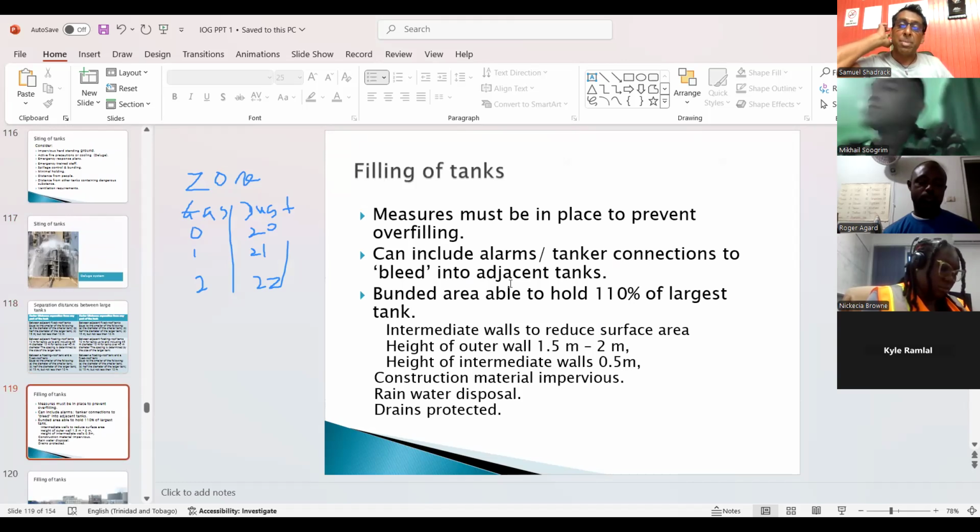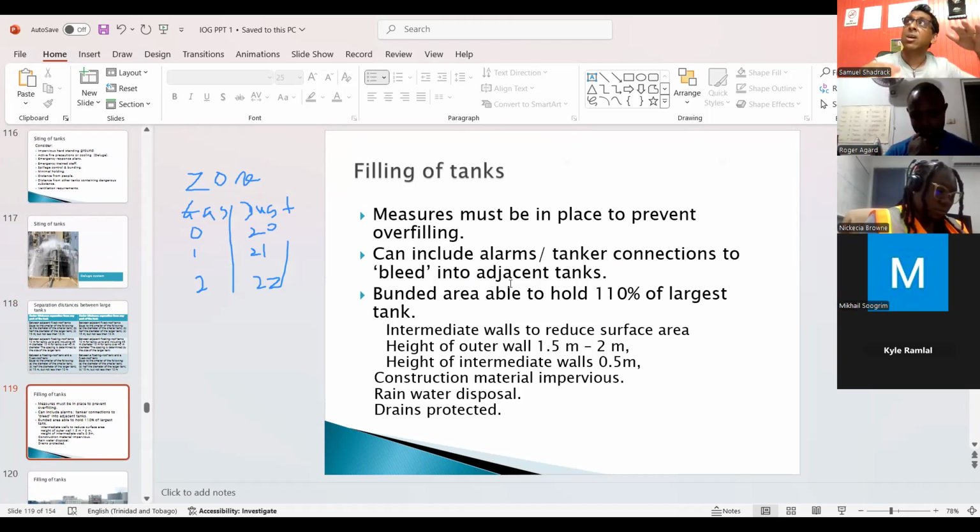So, filling of tanks: measures must be in place to prevent overfilling, which can include alarms and tanker connection to a bleed, which is when the tank reaches a certain level and it flows into another tank. Bonded areas must be able to hold 110% capacity of your tank, or all the volume of your tank. I don't have time to discuss all of this now, but logically, no bond could ever do that. No pit could ever hold all the contents of your tank.